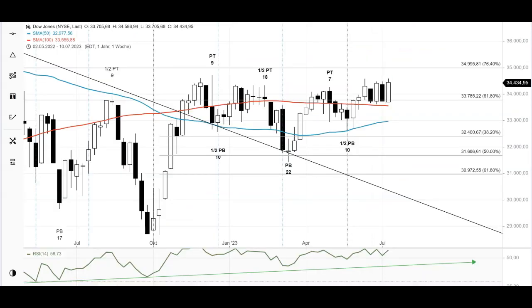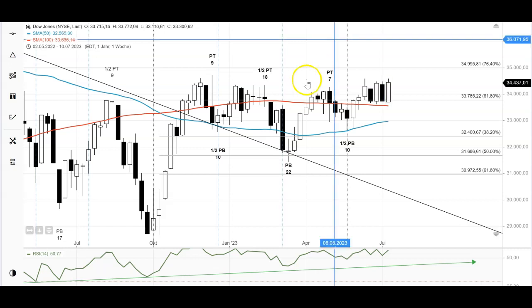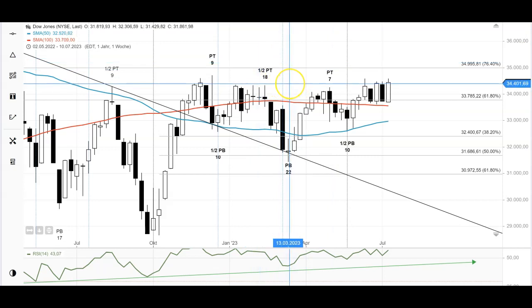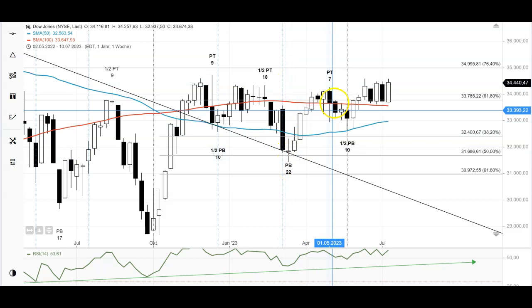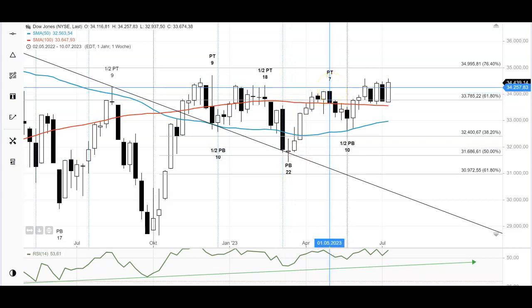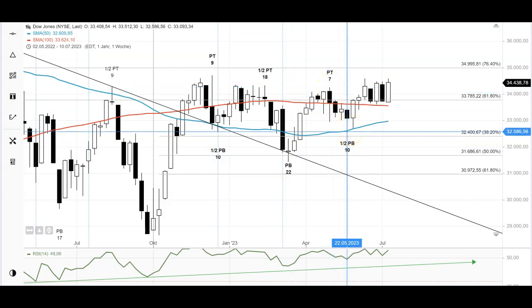Yeah, this is our last chart for the Dow. It's a weekly chart, also based on the cash, and it gives you here basically just these primary cycles I use. And we started a new one here in mid-March, and we topped out as a half primary cycle in week 7, and we bottomed as a half primary cycle in week 10.